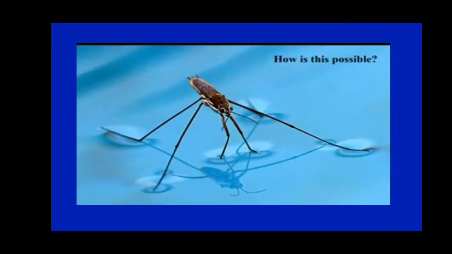Can you name this insect, children? Yes, exactly. You people are correct. It's a water strider. This water strider is sliding on water. How is this possible? It is possible due to the surface tension of water, because the topmost layer of the water acts as an elastic membrane.